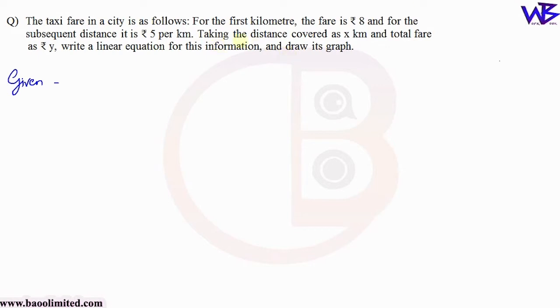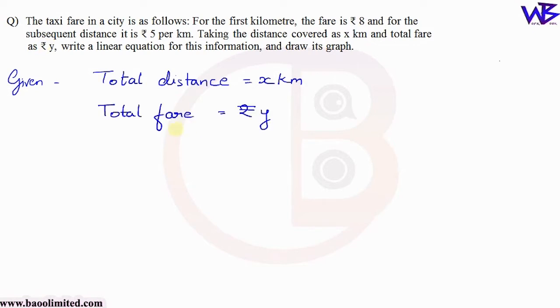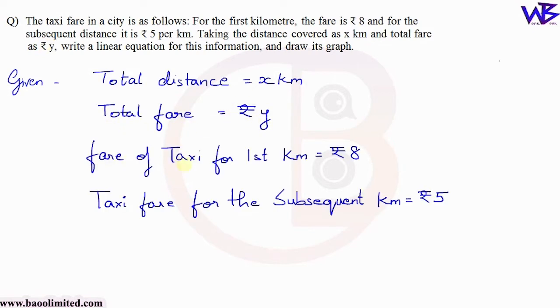Next it is given, taking the distance covered as x kilometer. Therefore the total distance is equal to x kilometer and total fare as rupees y. Therefore total fare is rupees y. Fare of taxi for the first kilometer is rupees 8. Taxi fare for the subsequent kilometers is rupees 5. This is what was given in the question. With the help of this, let's form an equation.